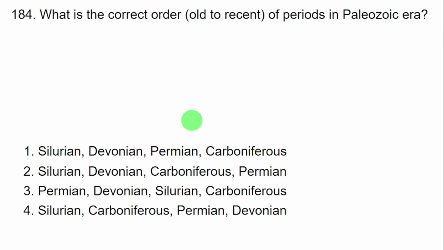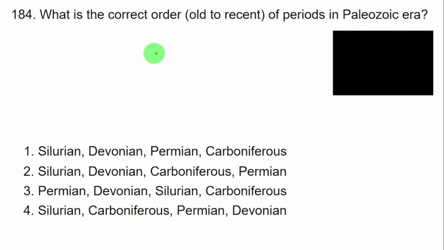Welcome, NEET aspirants. This question is from the Evolution chapter, class 12th textbook. What is the correct order, old to recent, of periods in the Paleozoic era?